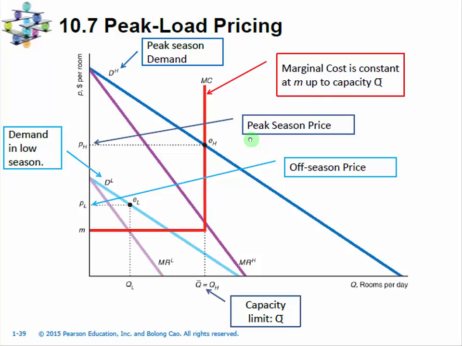Peak load pricing is very popular for electricity. The reason is actually still because of the marginal cost. There is a production capacity limit for the power plants. So on a hot summer afternoon, it's actually impossible to get extra electricity supplied to the market just because all the power plants may have hit their capacity. And that's why during the peak period of electricity usage, the peak price can be much higher than during other periods of time.